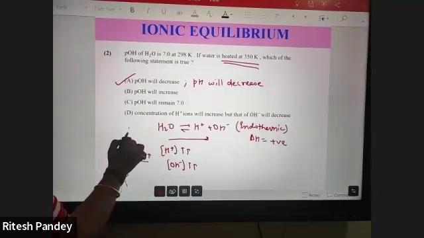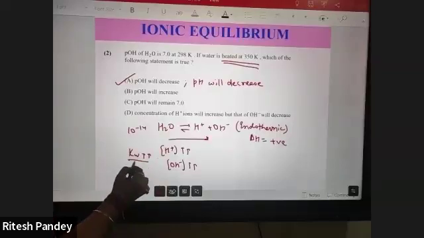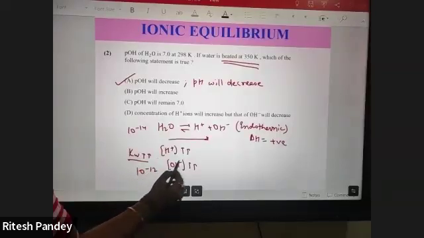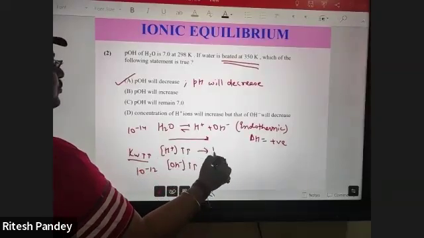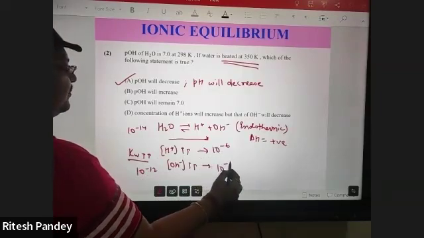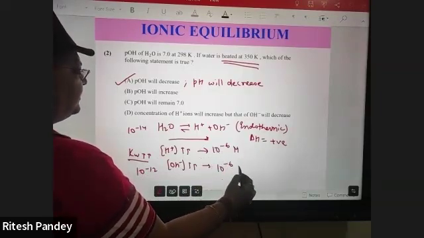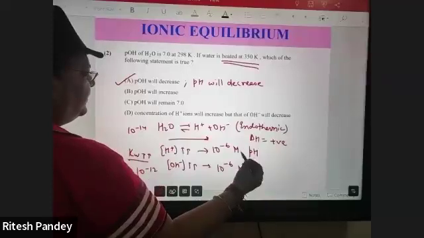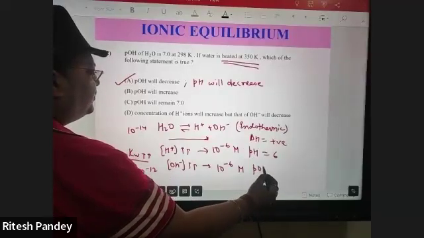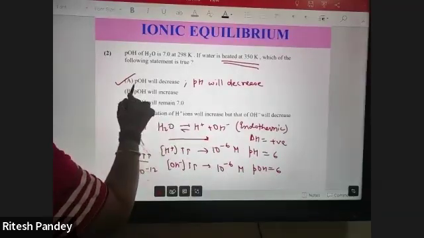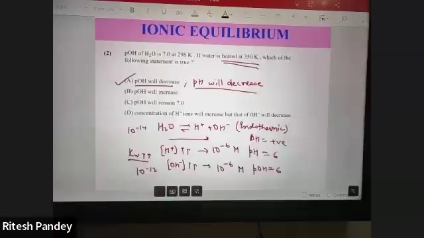So KW from a value say 10 to the power minus 14, if it is now becoming a value like 10 to the power minus 12, both of them would increase to respective values of 10 to the power minus 6 molar each. I've done this in the class, and in the end, I'll get pH is equal to 6, pOH is equal to 6. So pOH will decrease, pH will decrease. 2 A is right. We're going to move on.